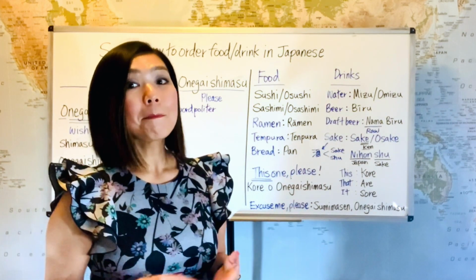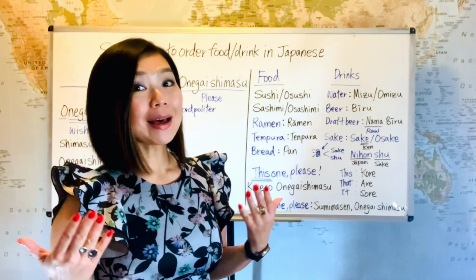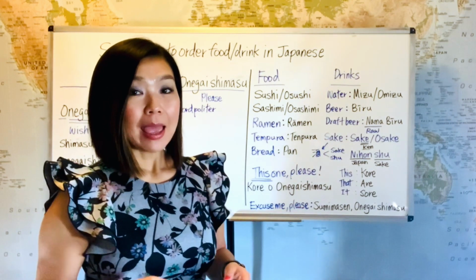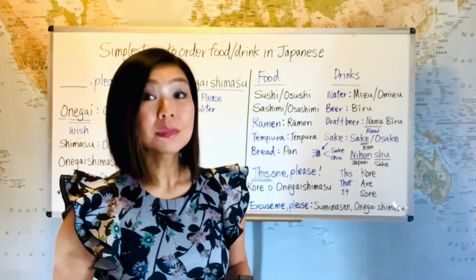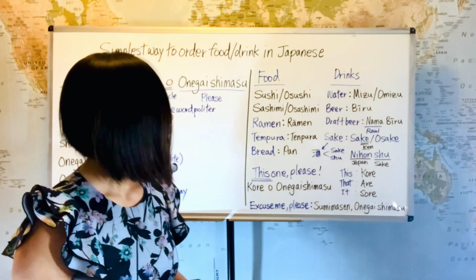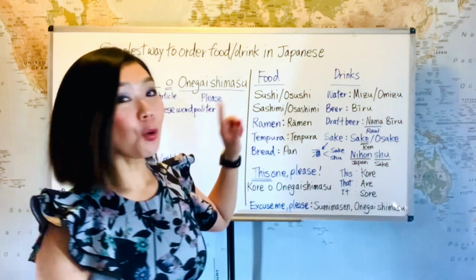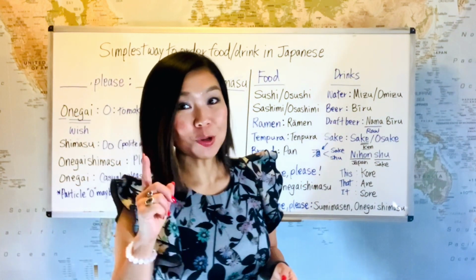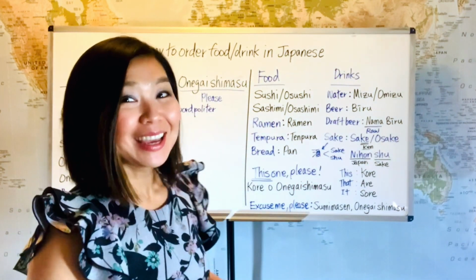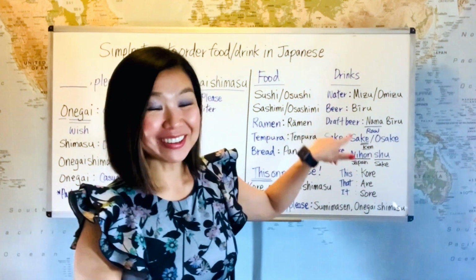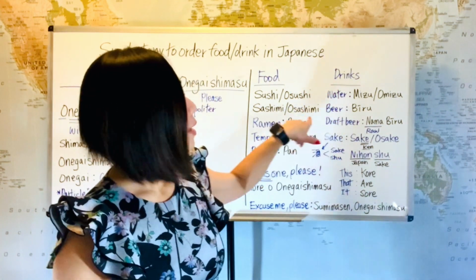So it's not pan. We don't have the e sound in Japanese, and so it's more like pan. All right. So now let's move on to drinks. So the most important drink. It's not beer, everyone. It's not beer. It's water. So water, we said mizu.